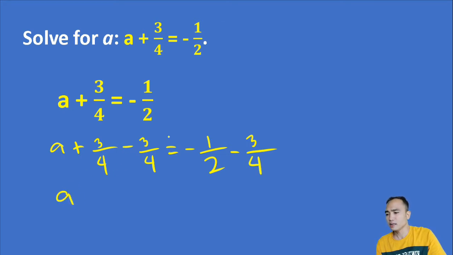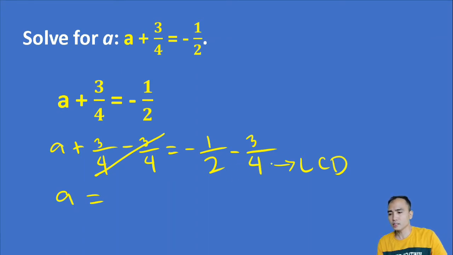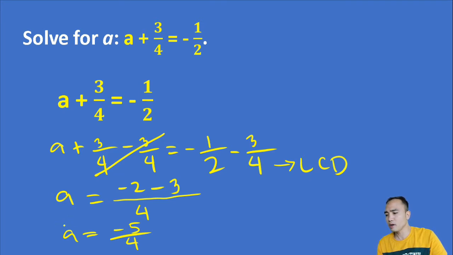Okay, next. 3/4 minus 3/4 is 0 or cancel. Equals negative 1/2 minus 3/4. Okay. So we cannot subtract or add these two fractions because they are dissimilar. So we need to take their LCD. And what is the LCD of 2 and 4? That is 4. Next, divide. 4 divided by 2 is 2. Multiplied by negative 1 is negative 2. Then copy. Minus 4 divided by 4 is 1. 1 times 3 is 3. Okay, next. Negative 2 minus 3 is negative 5 over 4. Therefore, the solution is equal to negative 5 over 4.